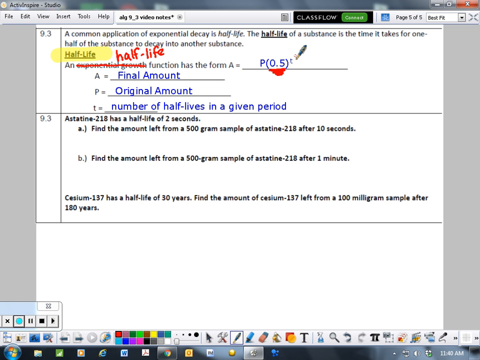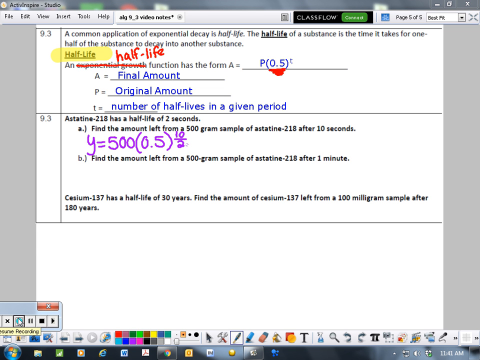So we have this thing, astatine 218 has a half-life of 2 seconds. Find the final amount left in a 500-gram sample of astatine 218 after 10 seconds. So we're going to do y equals our original amount times half, and then we're going to do the number of half-lives in a given period. So if I have 10 seconds and my half-life is 2, then that's going to be 5.